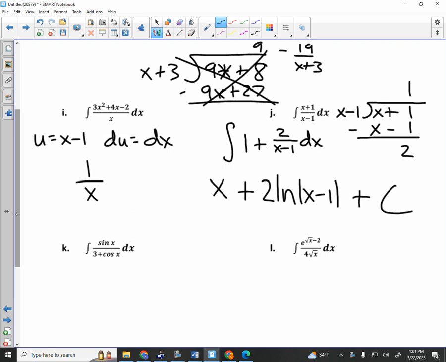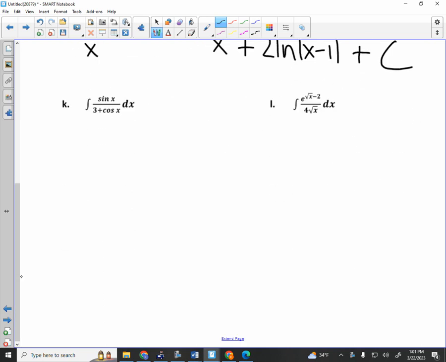Better? Okay, last 2 examples. Talk to your peer. Decide what u is in this problem. What is u? Is it sine or is it 3 plus cosine? Talk to your friends. What do you think? Go. What do you think it is? I think it's cosine. Really? Why?